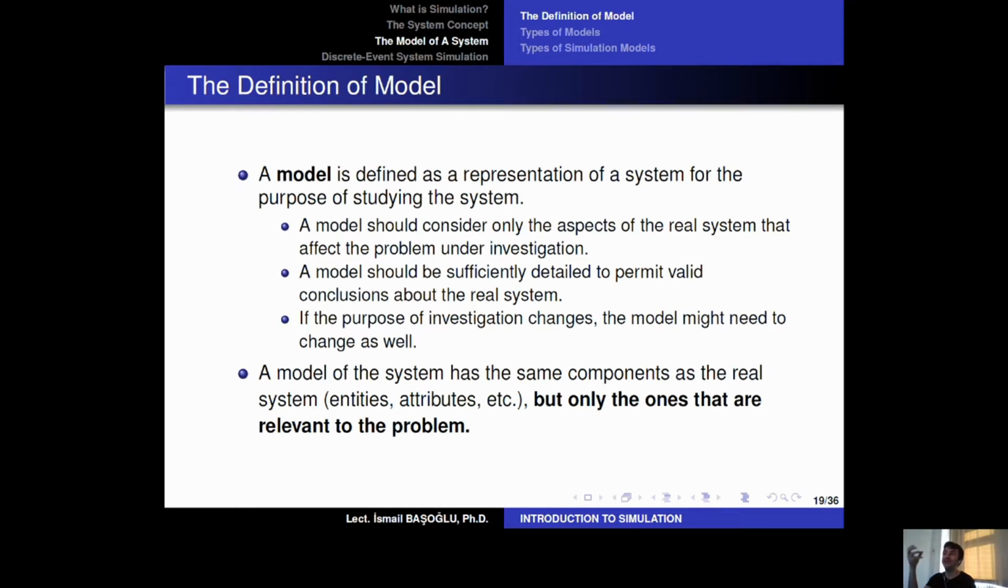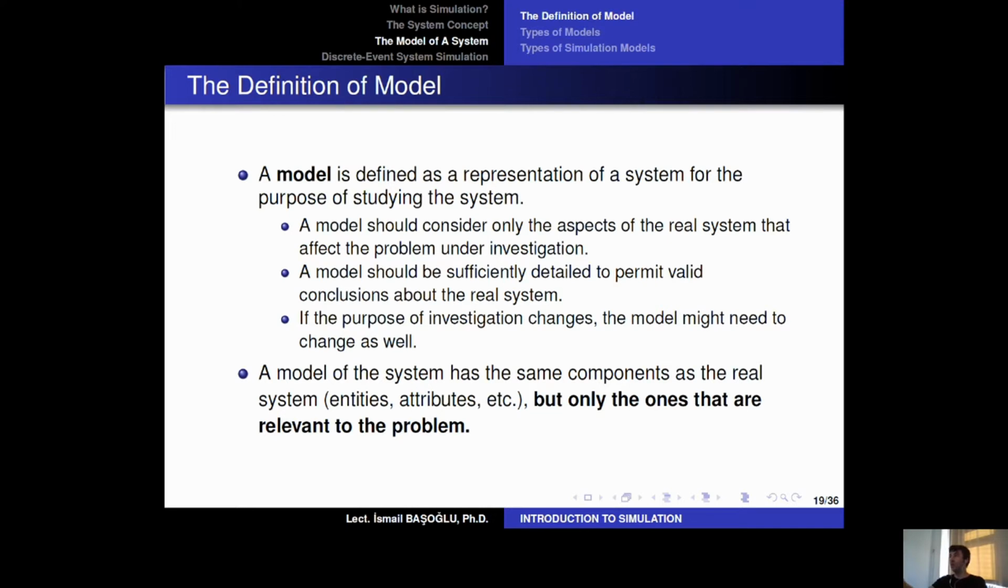So I'm not saying that it should be too simple as well. You should put everything that is relevant to the problem into the model, so it should give you valid results. The results that you get from the model should be very similar to what you would get from experimentation on the original system. So we should say that the model should also be detailed enough to be a valid model. And if the purpose of investigation changes, if the problem changes, then we need to change the model as well.